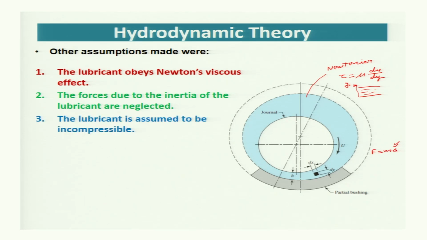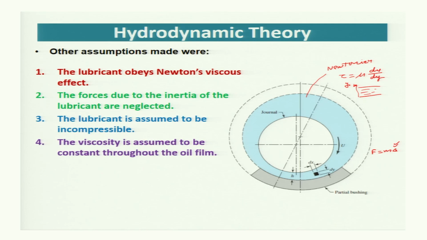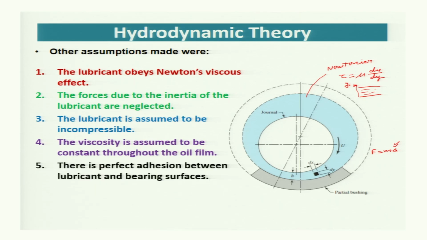The lubricant is assumed to be incompressible. The viscosity is assumed to be constant throughout the oil film. There is perfect adhesion between the lubricant and the bearing surfaces. That means the lubricant which is in touch with the surfaces has the same velocity as the surfaces have. So if this is the bearing surface which is stationary, the fluid just adjacent to the bearing surface will have zero velocity, and the fluid just adjacent to the journal surface will have velocity equal to the surface velocity of the journal.